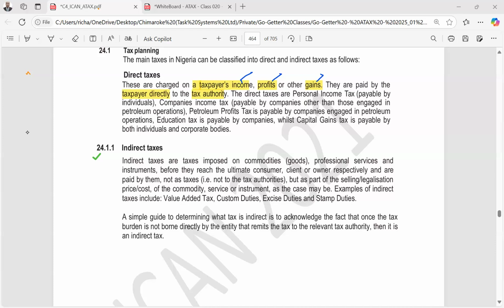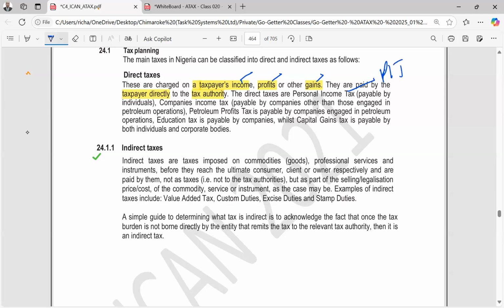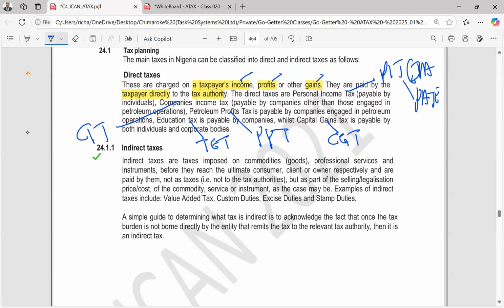So we said before that we have personal income tax, which is direct assessment or PAYE. We have company income tax. We have petroleum profits tax. We have tertiary education tax and capital gains tax.